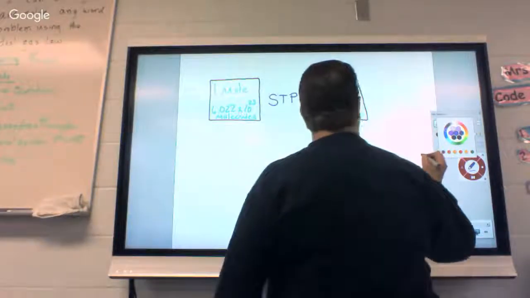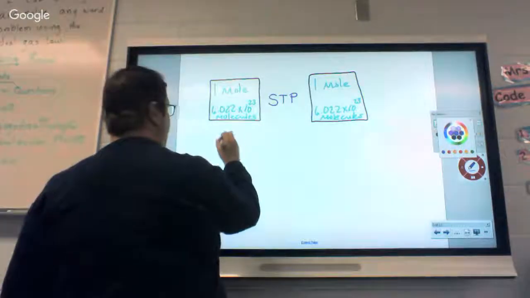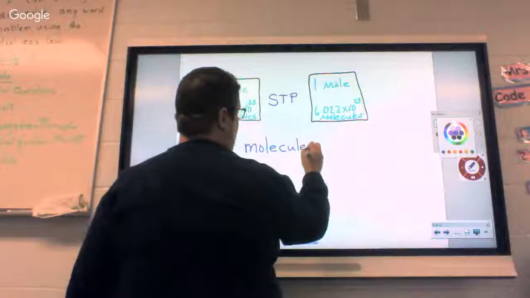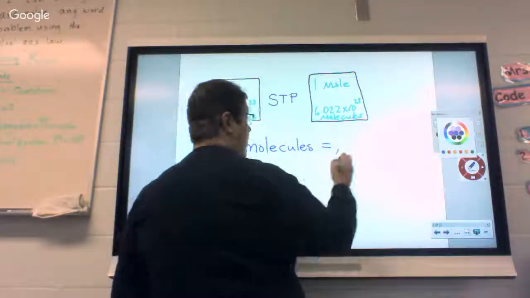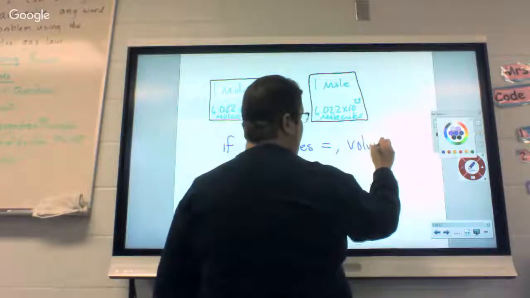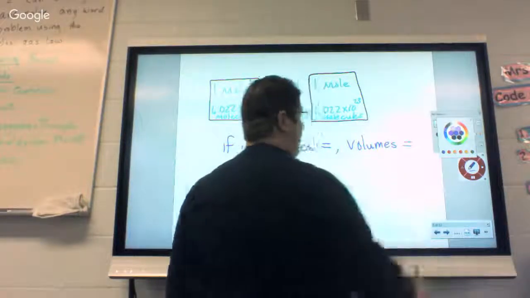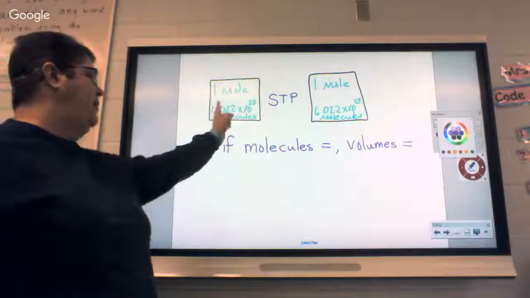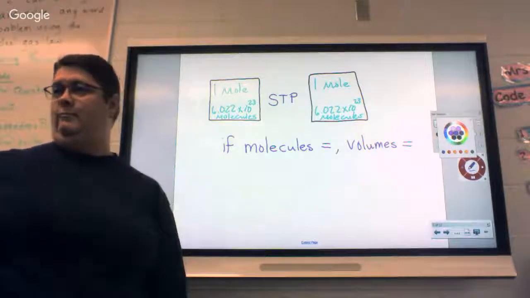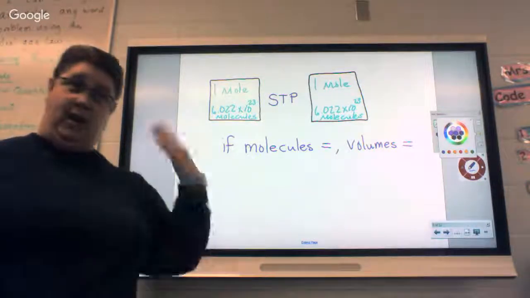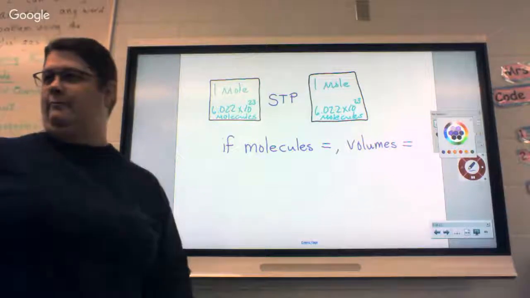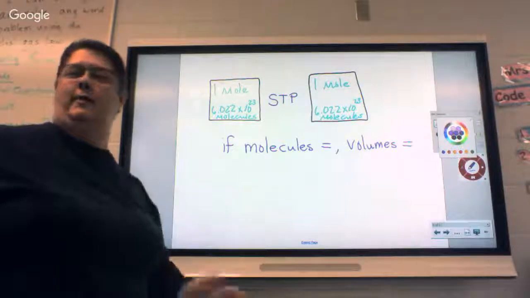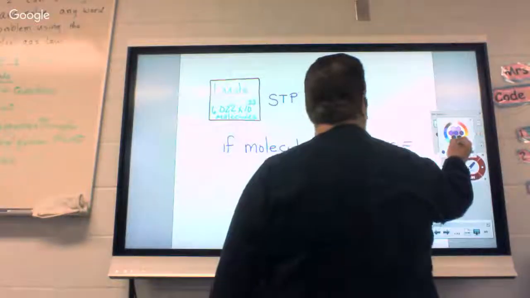Now, according to what we just talked about, if molecules equal, then we know volume equal, right? So, what did you tell me about the molecules here? They're equal, so the volumes have to be equal, right? So, Avogadro said, I'm going to figure out the volume, which he did.